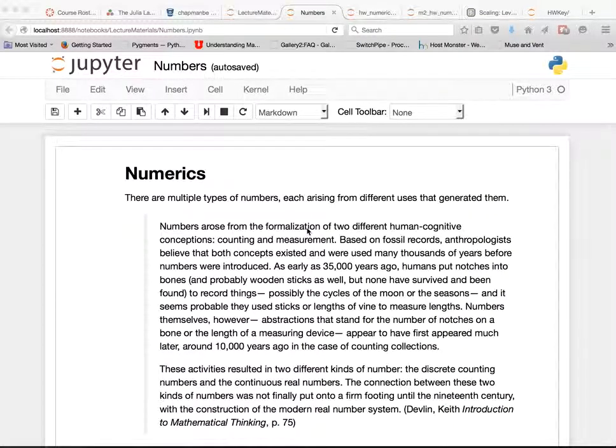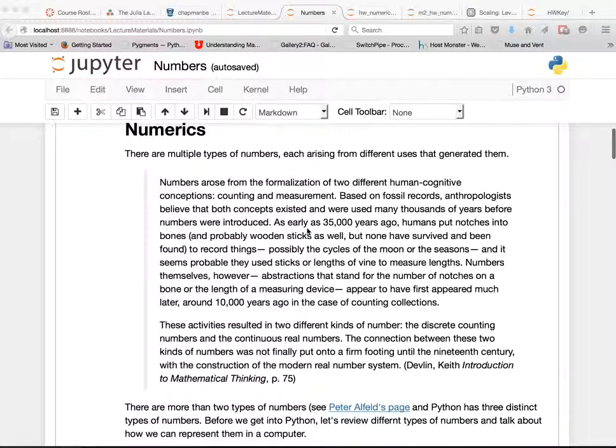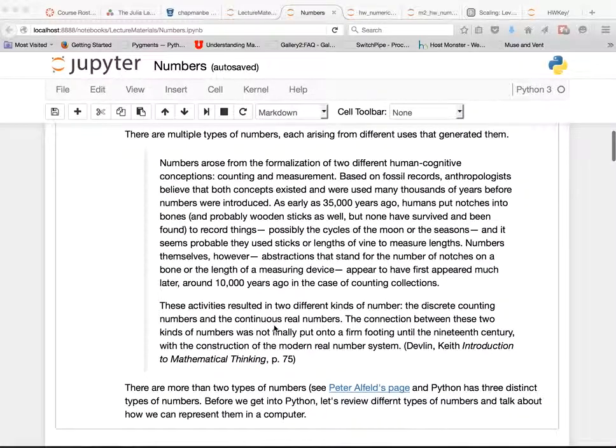Before getting into the details of working with numerics in Python, I thought it would be valuable to review just some basic principles about numbers. The most important concept to start with is that there are multiple types of numbers, each arising from different uses that generated them. So we essentially have integers that come from counting and real numbers that come from measuring things.